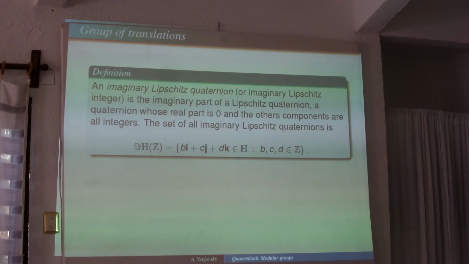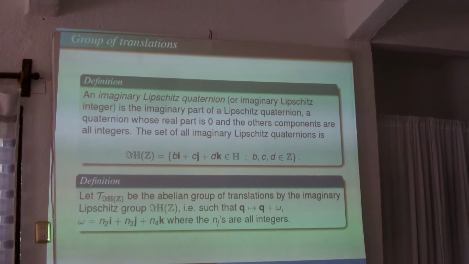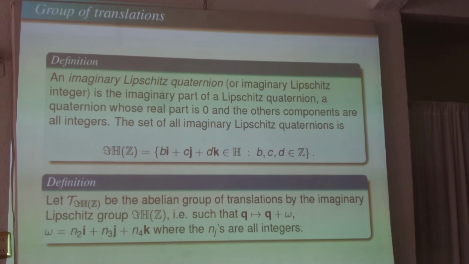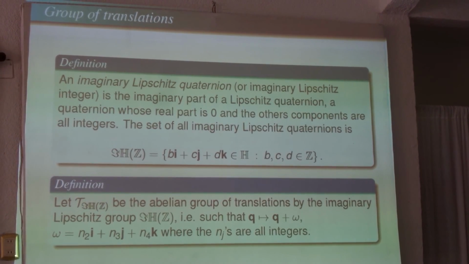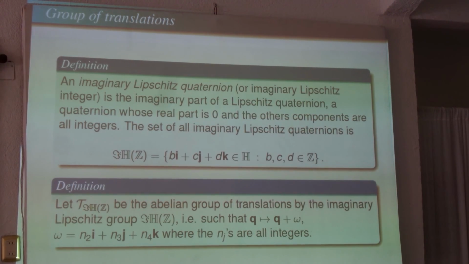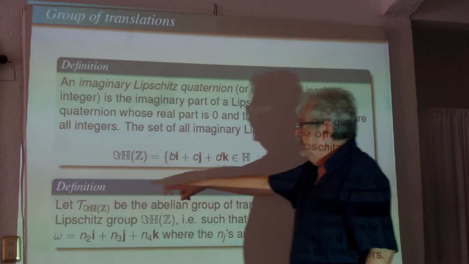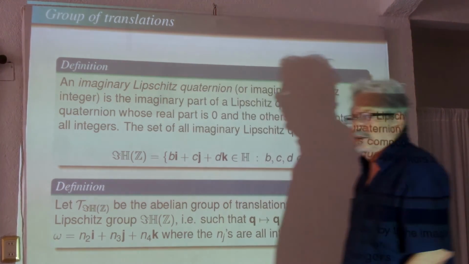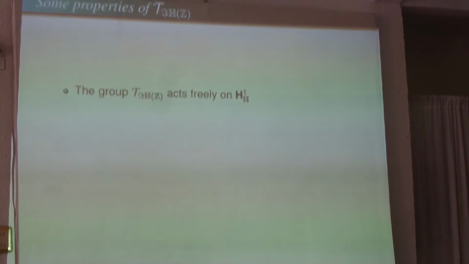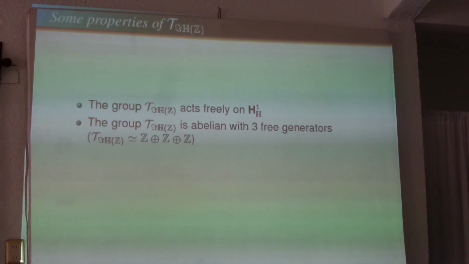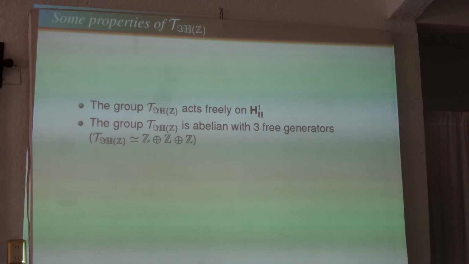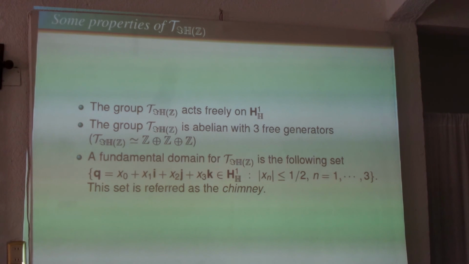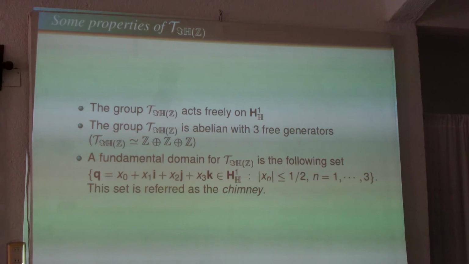So we consider therefore the set of imaginary quaternions like that. And we have a subgroup of isometries consisting of measures, which are imaginary parts of Hurwitz translation. So that's the first approximation. This group acts freely. It's an abelian group with 3 generators. The fundamental domain is like a chimney, a little volume there.